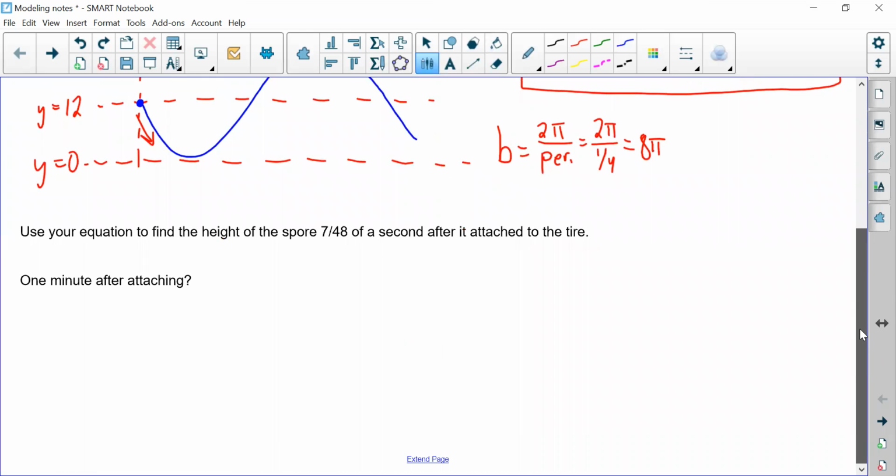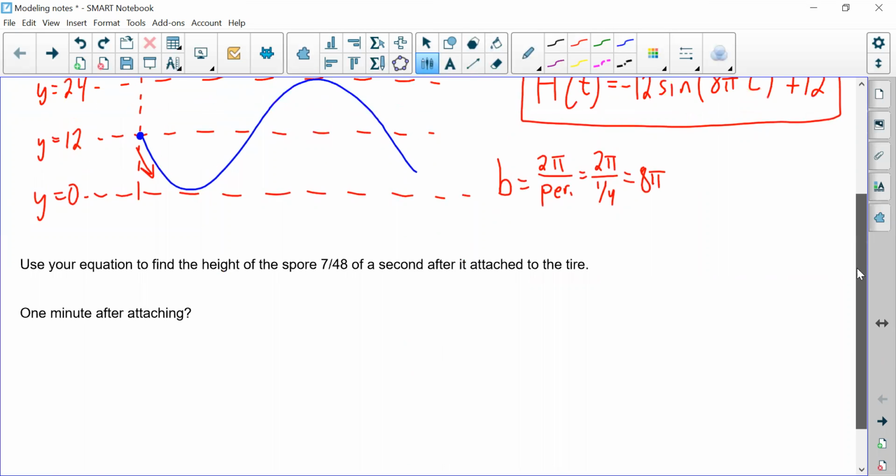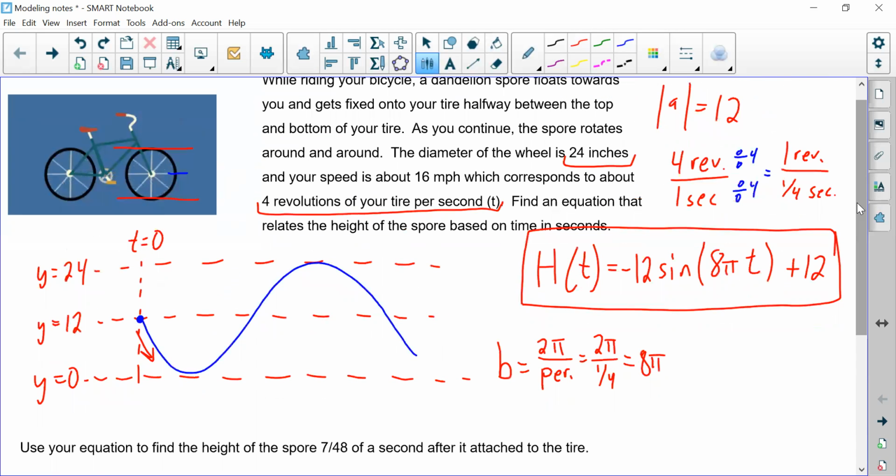You know, what's the height at 7/48 of a second? You just plug in 7/48 into t, and figure it out. Once you have the function, you have a very powerful position. You can find the height at any time. And if you know the height, you can find the time just by working backwards.